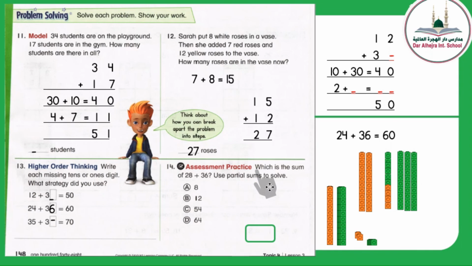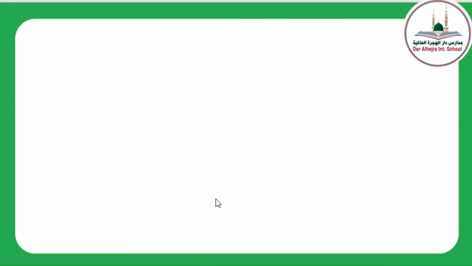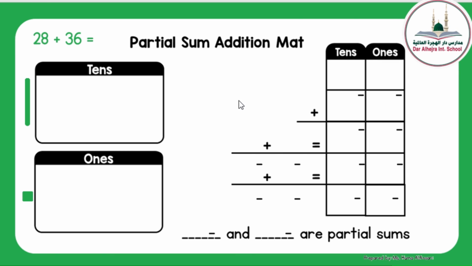Finally, we have come to the final problem, which is the sum of 28 plus 36. Use partial sums to solve. So I need to add 28 and 36 and see which is the correct answer for that. I have copied this 28 plus 36 here. And let's see how we can solve it.